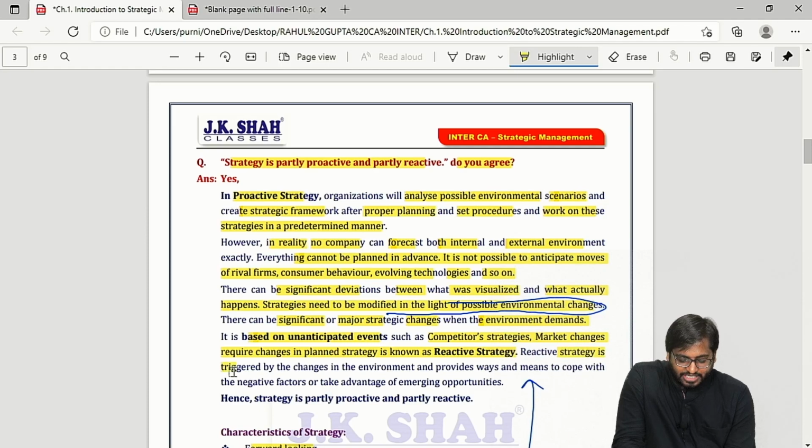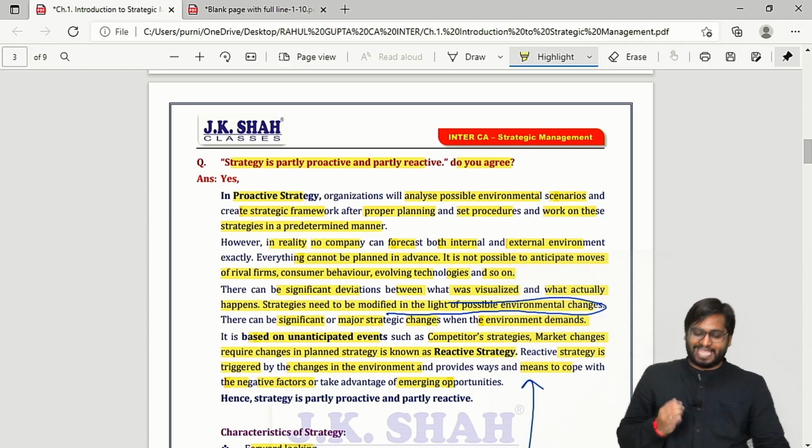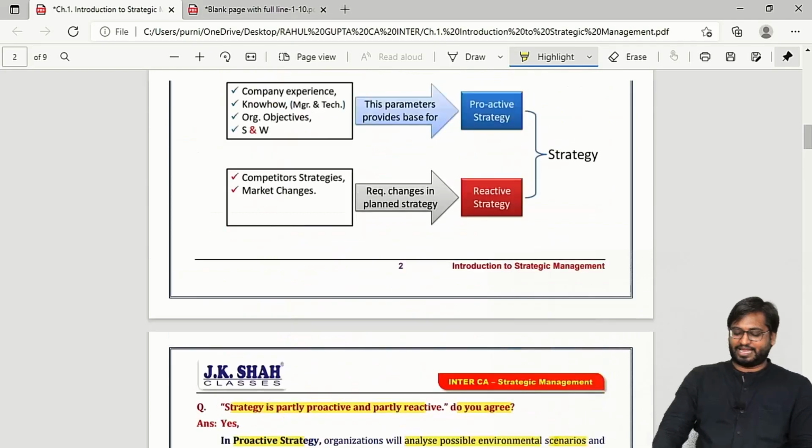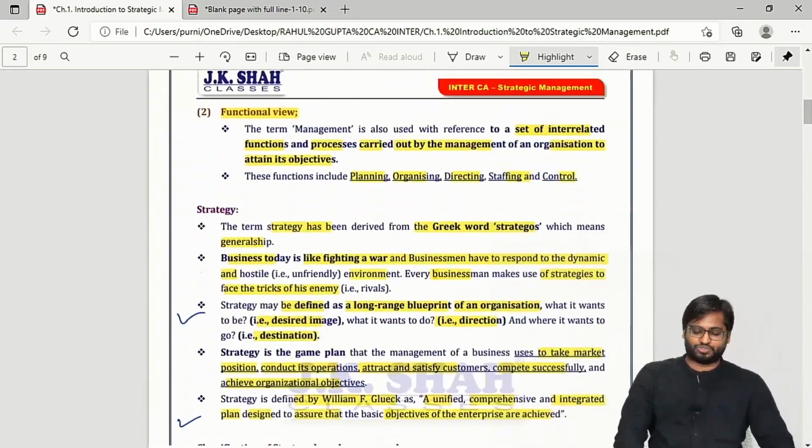Reactive strategy is triggered by the changes in the environment and provides ways and means to cope with the negative factors to take advantage of the emerging opportunity. Hence, strategy is partly proactive and partly reactive. I hope you have understood this.